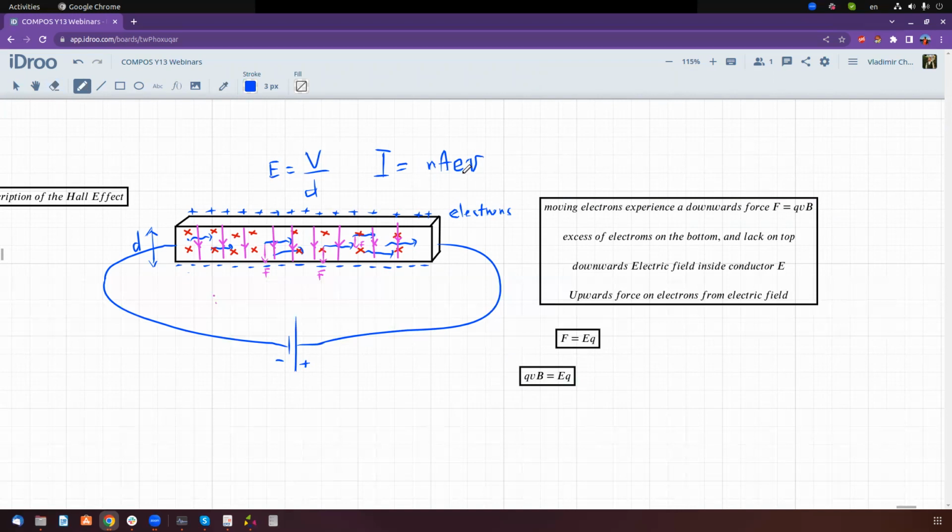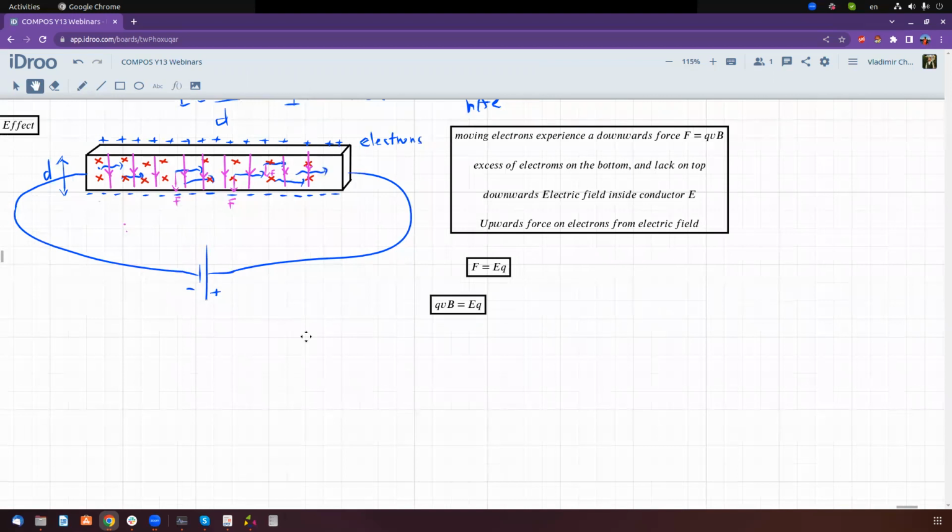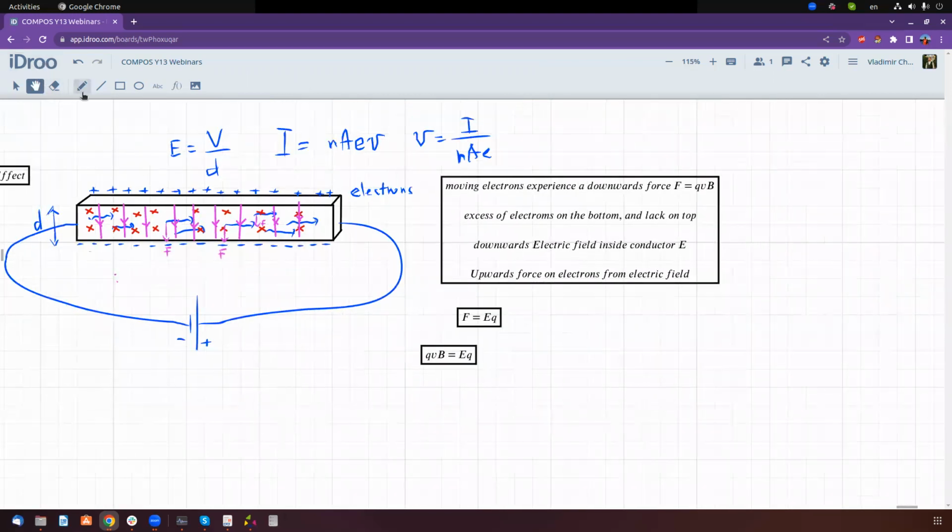This is from A levels. You should know this. If you don't, look it up, please. So velocity is equal to I divided by NAE, where N is the charge carrier density, A is the cross-sectional area, E is the charge of one electron.